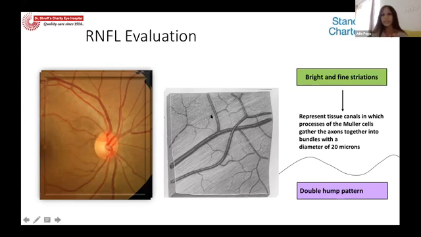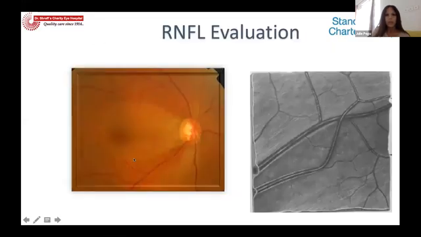These are seen as bright and fine striations, and they represent tissue canals in which processes of the Müller cells gather the axons together into bundles of 20 microns. They are usually seen vibrantly in the supratemporal and infratemporal region, which is important to us because these are the poles which get affected in glaucoma first. It is thinner in the nasal and the temporal quadrant, like 1 axon per bundle, and that is why it is not visible to us.